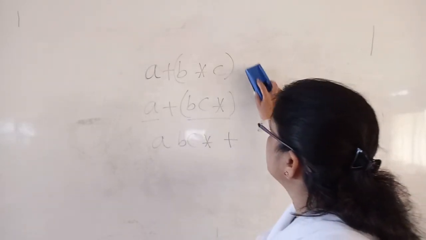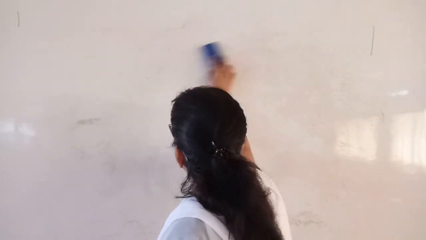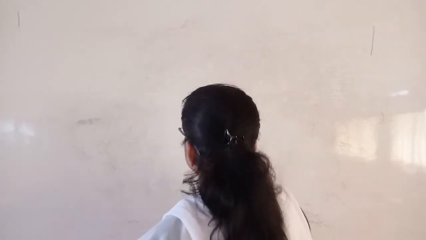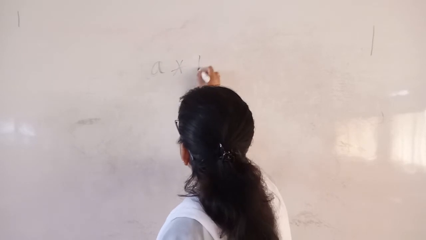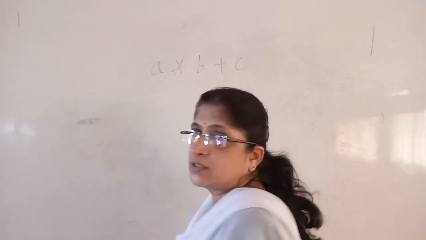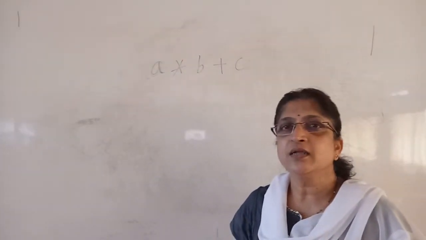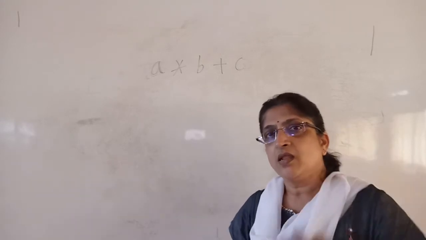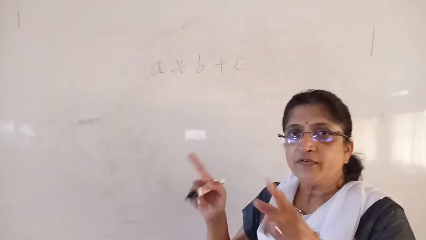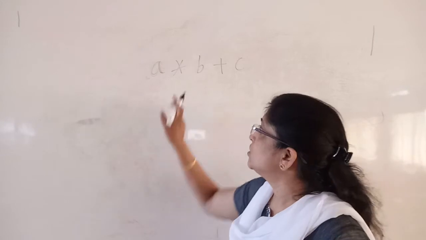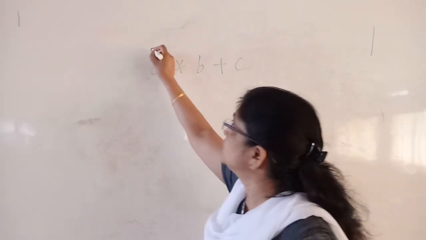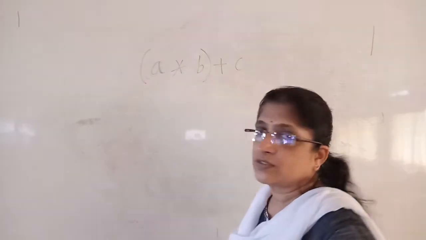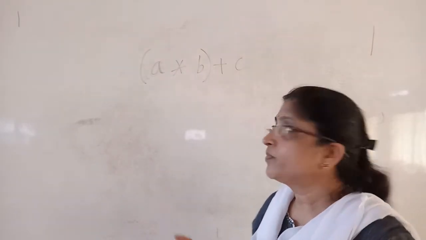So now I will take the expression as A star B plus C. Now the expression is A star B plus C. Now how do we convert this? Again we have to first parenthesize the expression. So among these two, multiplication has a higher precedence. So parenthesize this first. Then the next operand is plus.